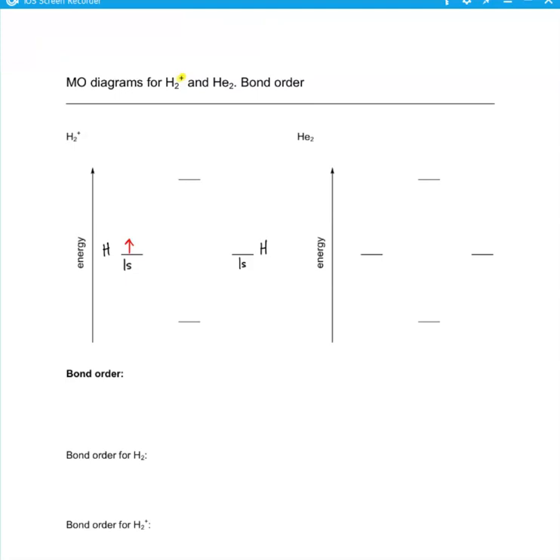Just like we saw for H2, the 1s orbitals are going to combine in phase. That's going to give us a sigma orbital, which is bonding. And out of phase, that gives us a sigma star orbital, which is antibonding. The electron that came in with one of the hydrogen atoms now finds a new home in the lowest energy slot we can find for it, which is the sigma orbital.